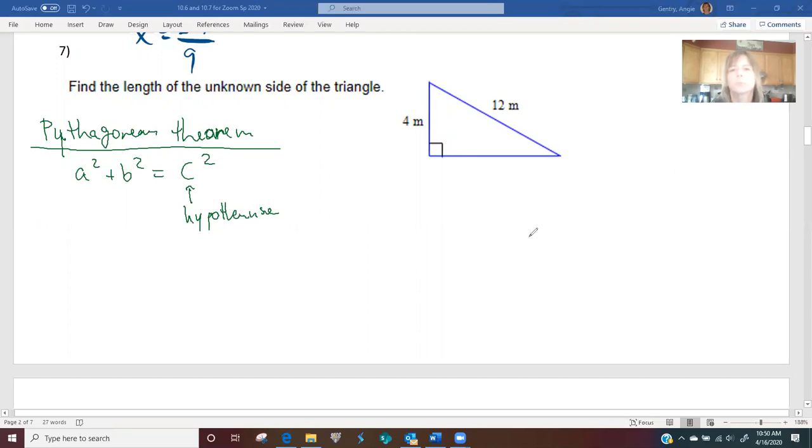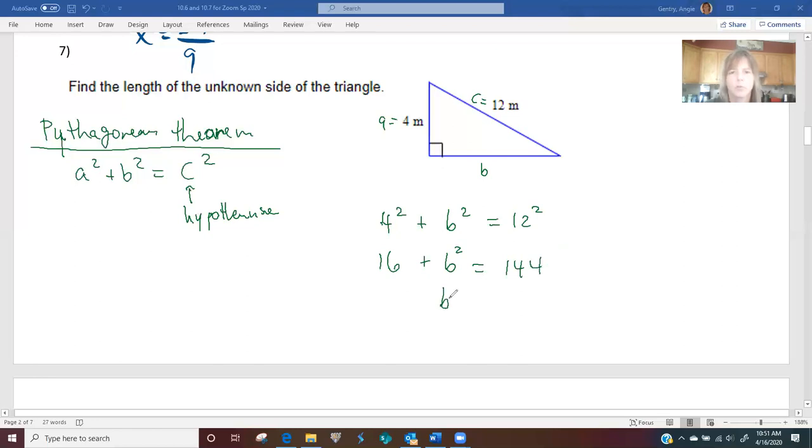So we're gonna call this a B. And let's not worry about the m's, that's just meters, but according to the Pythagorean theorem, let's call this A. A is 4 and then C is 12. So we're going to replace the A squared with 4 squared plus B squared, because that's an unknown, equals C squared. So then you have 4 squared is 16 plus B squared is 144.